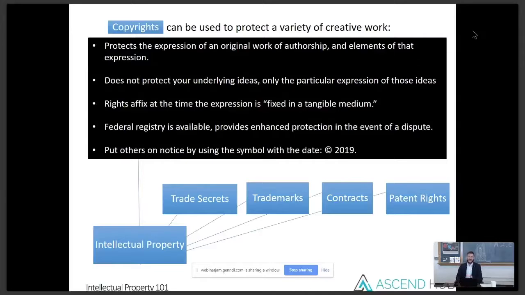So that, again, having that registration helps because it gives a very potent piece of evidence at the start of your issue. And you put others on notice that you're claiming rights in your work by designating that you're claiming the rights, using the circle C, and usually by dating it so that you're indicating this was the date on which I fixed this expression in a tangible medium.